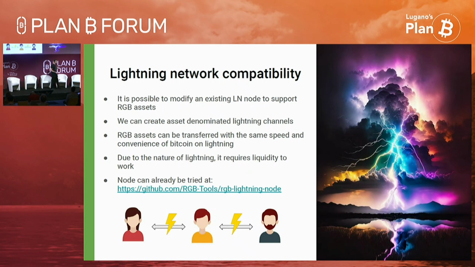So it came out quite nicely. Just by adding a little bit of modularity in the control of the commitment transaction of LDK, we were able to create an RGB-aware Lightning node that has the ability to create asset-denominated Lightning channels. So we can have a Lightning channel that instead of being denominated in Bitcoin, is denominated in whatever RGB asset you are issuing. So yeah, stablecoin or whatever you want to do. Then at that point, you have a Lightning channel denominated in RGB assets. You can move RGB assets with the same speed and convenience of Bitcoin on Lightning.